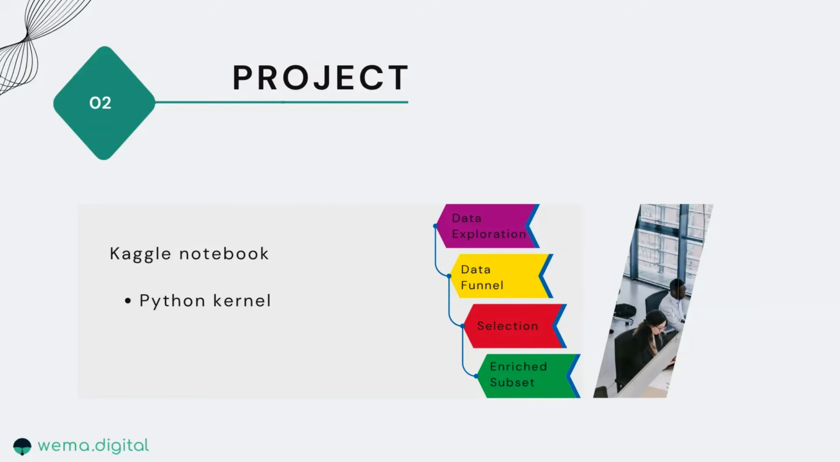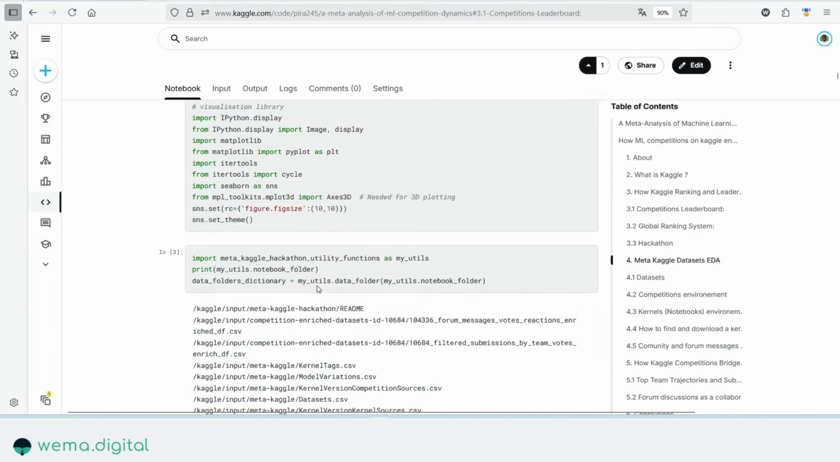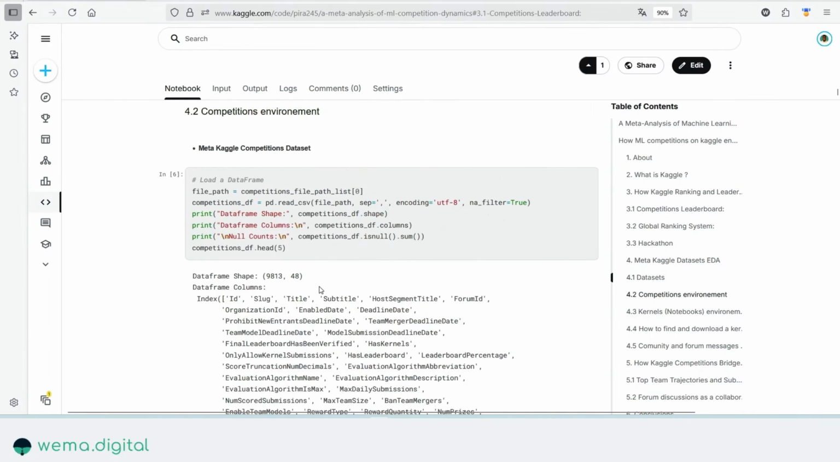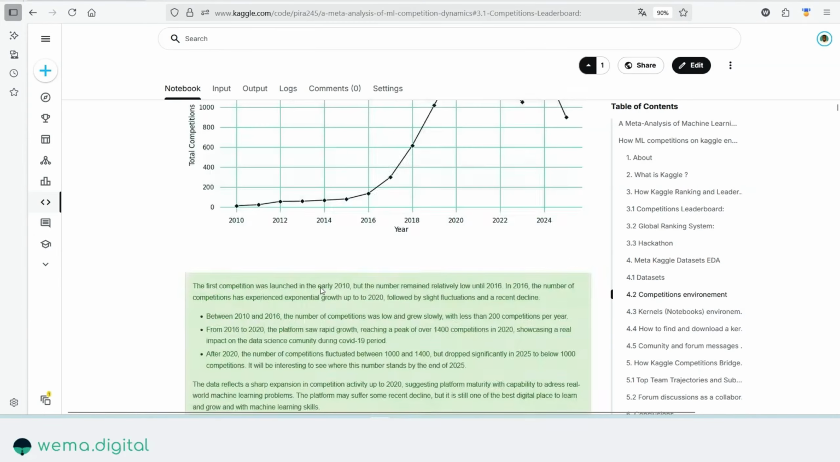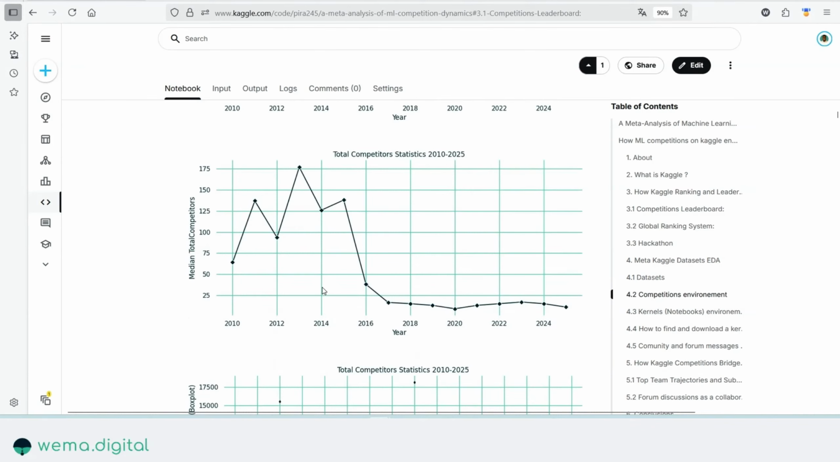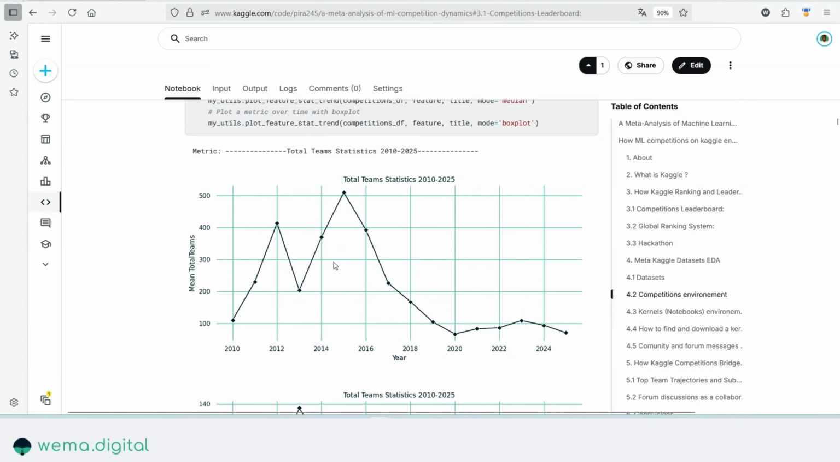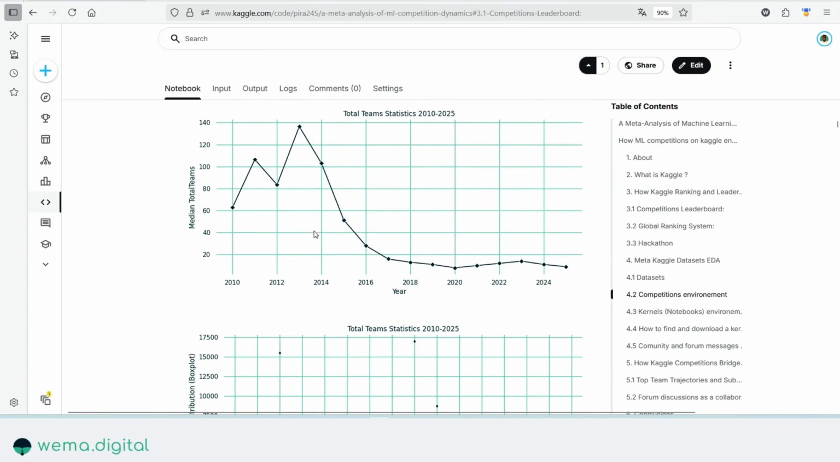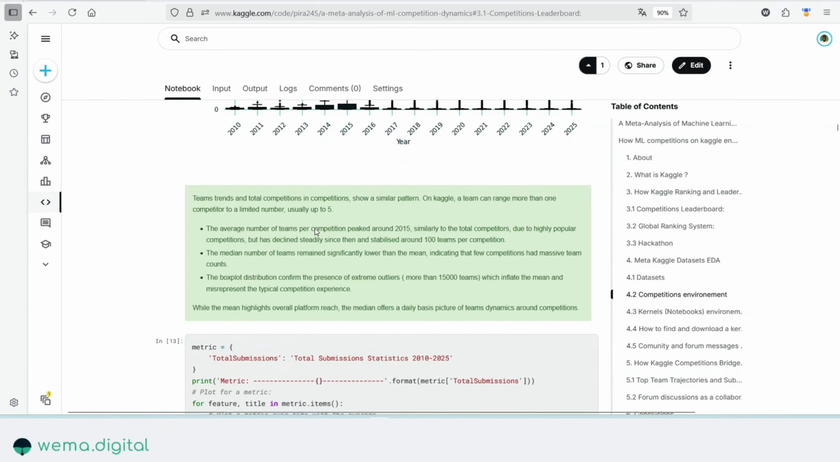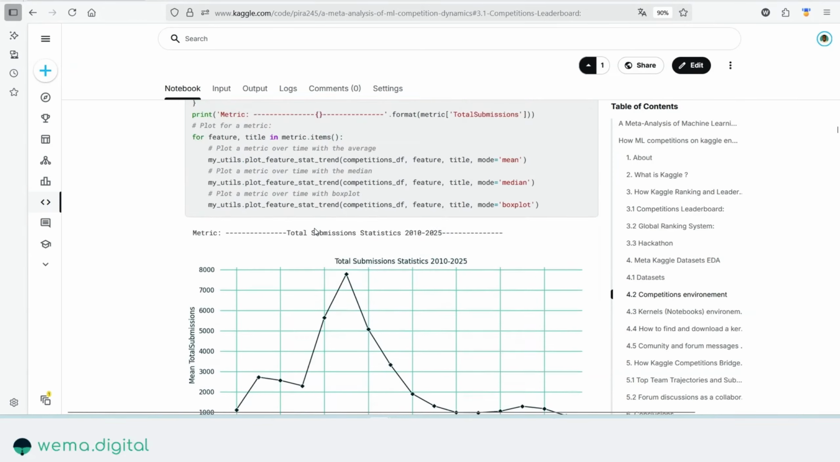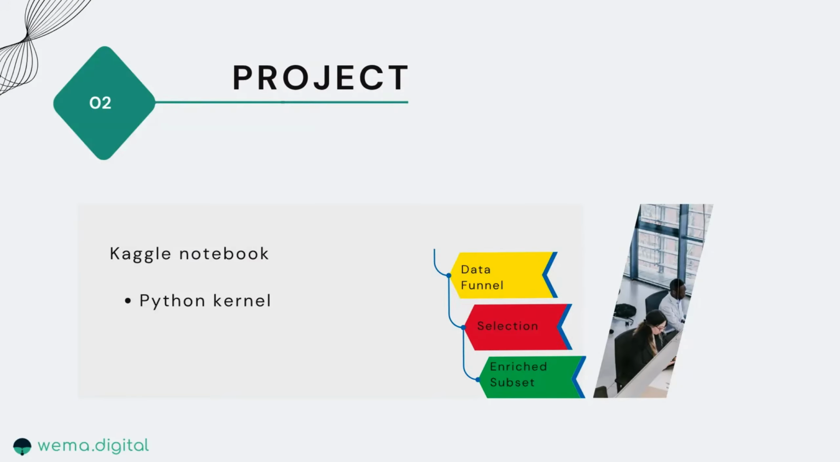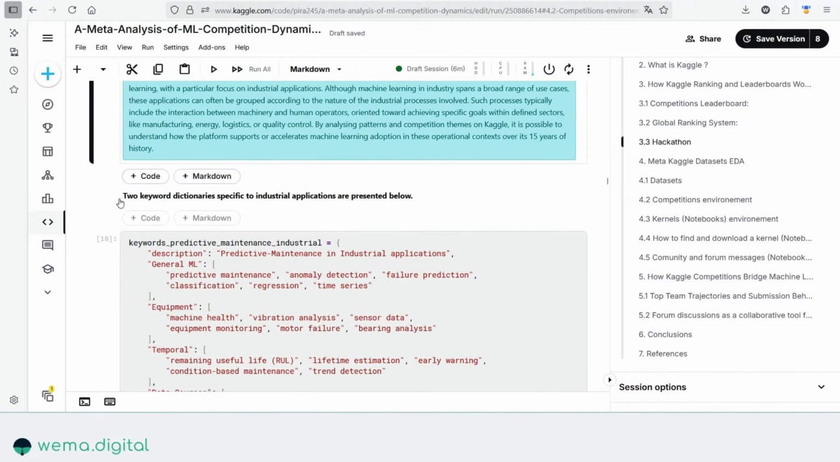This report can be considered a practical example of an informed decision-making workflow. Generally speaking, I will stage the workflow into 4 main steps. The first step is the exploration of user activities, competitions, and notebooks related dataset from 2010 to 2025. For example, you can explore the statistics of total teams per competition and see how submission behavior evolved during that period of time.